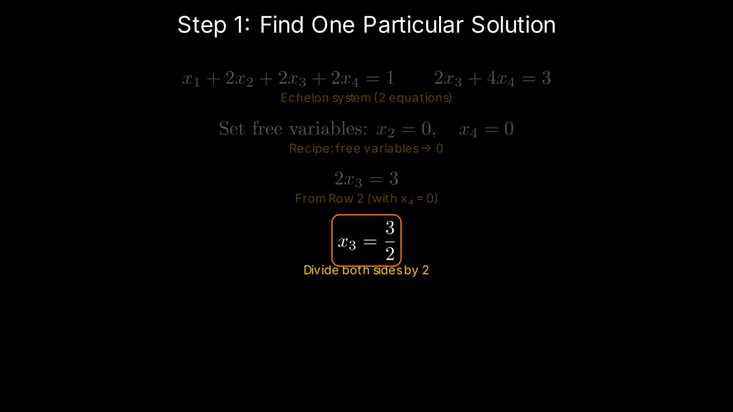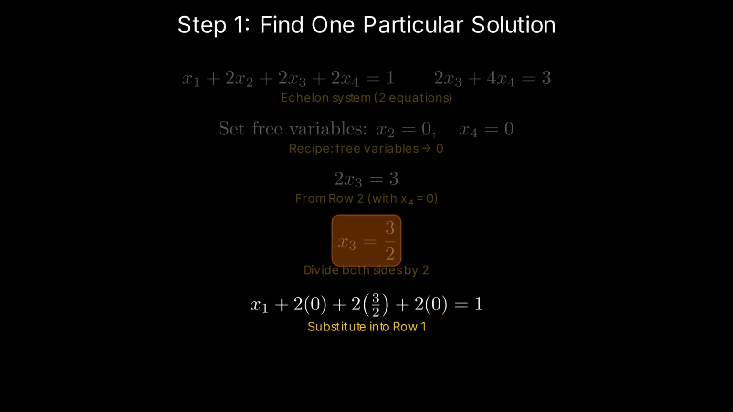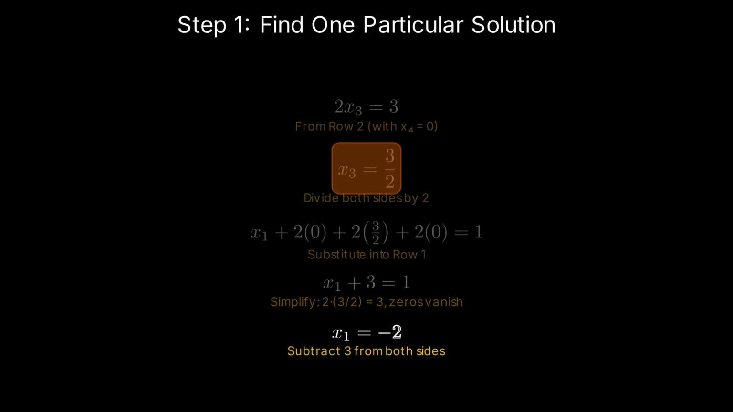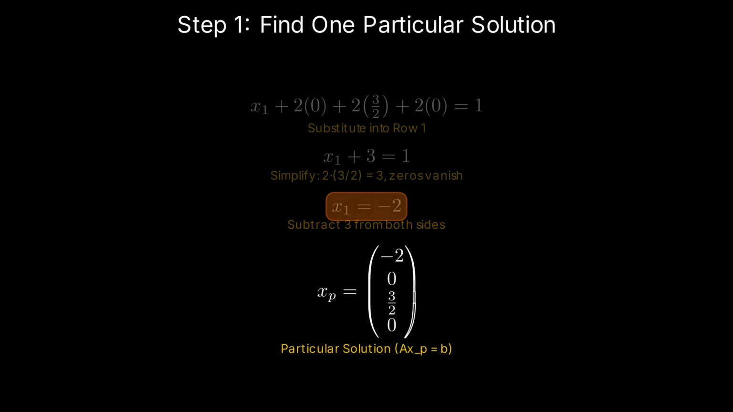Row 1 says x1 plus 2x2 plus 2x3 plus 2x4 equals 1. With x2 and x4 both set to 0, this becomes x1 plus 2 times 0 plus 2 times 3/2 plus 2 times 0 equals 1. That simplifies to x1 plus 3 equals 1, so x1 equals negative 2. Circle that result as well. Putting it all together, the particular solution is xp equals the vector (-2, 0, 3/2, 0).